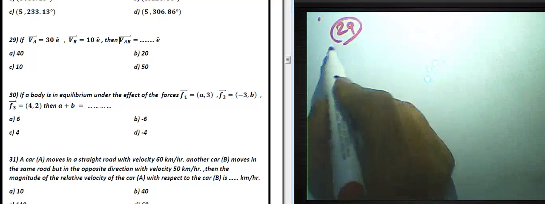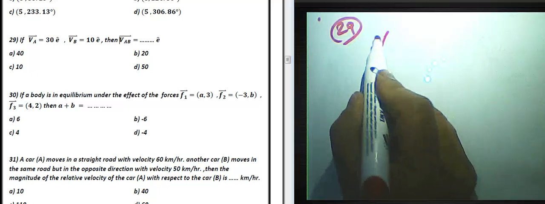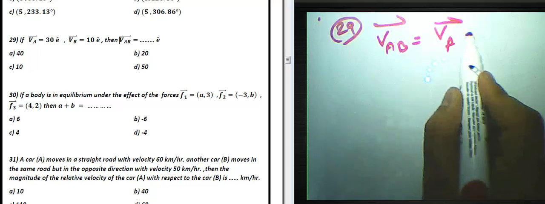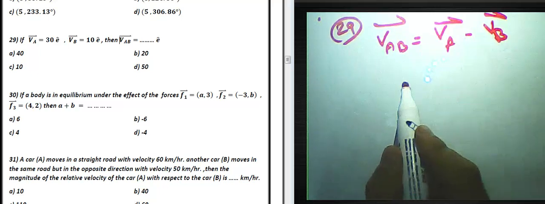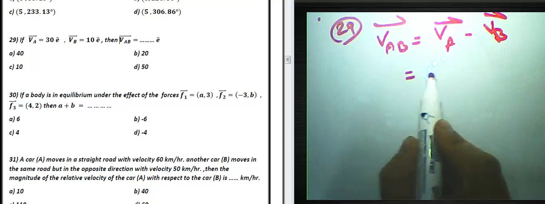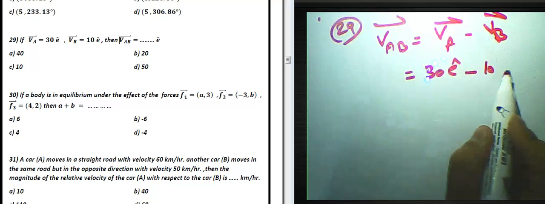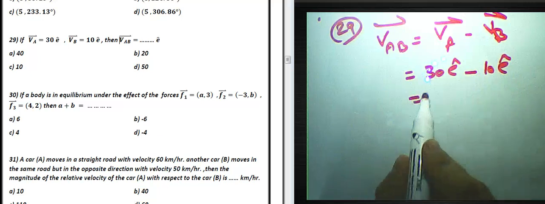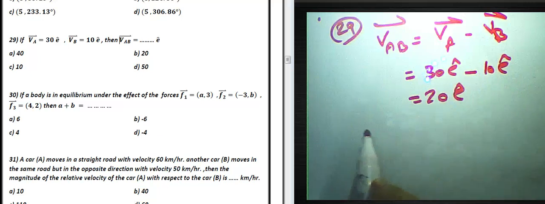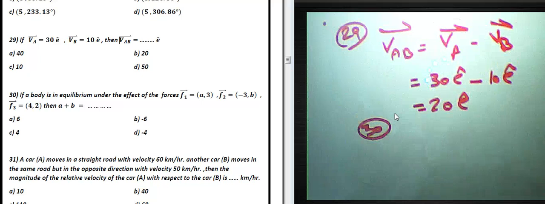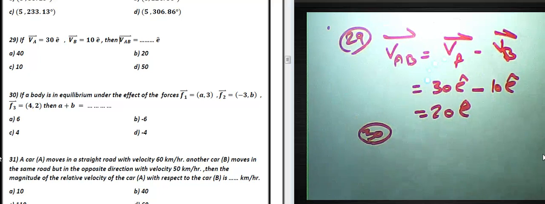Question 29, he asked about velocity. We know the velocity of vector AB means vector A subtract vector B. Vector AB will be 30 in direction E subtract 10 in direction E. It will be 20 in direction E. Question 30, the result will be 20, letter B. Okay, letter B for this example.